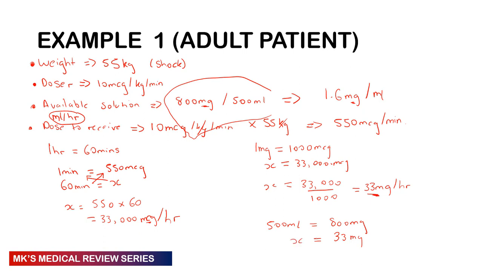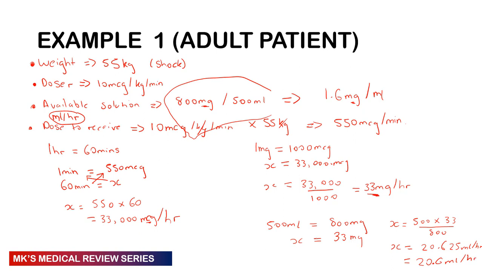So if we say 33 multiplied by 500, we divide both sides by 800, that will give us our X. So our X is going to be equal to 500 multiplied by 33 divided by 800. So it means that our X, to give us our final answer, is about 20.625 mils per hour. So if we round this off to 1 decimal place, we're going to set our infusion pump to 20.6 mils per hour.